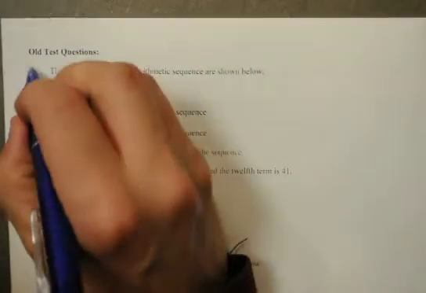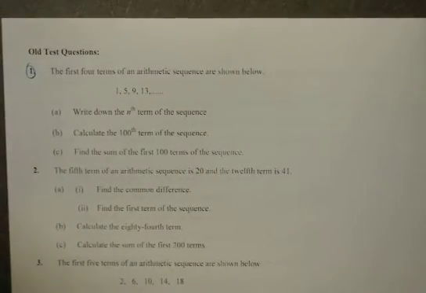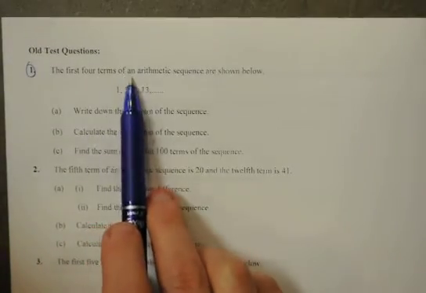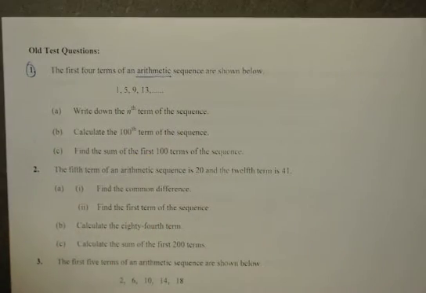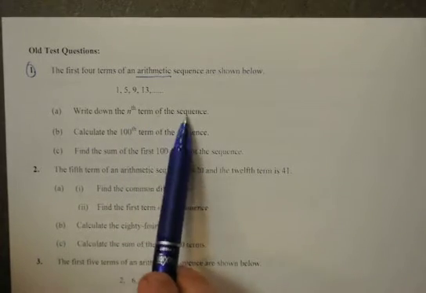We'll just do number 1 to get us started. It's a good little intro problem. The first 4 terms of an arithmetic sequence are shown. So arithmetic, make sure you're on the arithmetic row in your formula packet. Write down the nth term for the sequence.